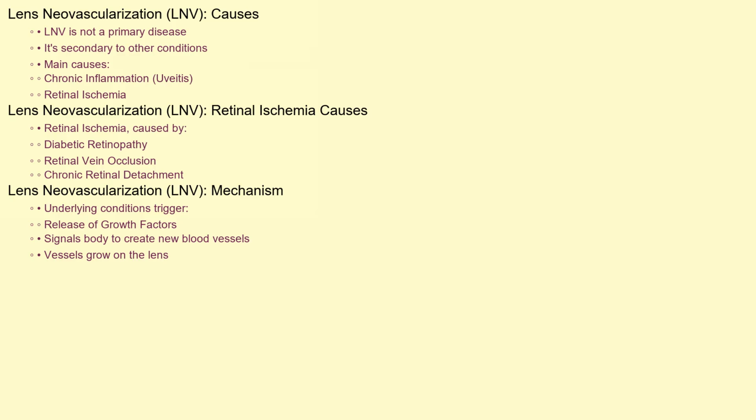So, let's get started. Lens neovascularization, or LNV, isn't a standalone disease. It's usually a consequence of other underlying conditions affecting the eye. The most common culprits are chronic inflammation, particularly uveitis, inflammation inside the eye, and conditions causing retinal ischemia, a lack of blood flow to the retina. This could be due to diabetic retinopathy, retinal vein occlusion, or even chronic retinal detachment. These conditions trigger the release of growth factors, signaling the body to create new blood vessels, even where they shouldn't be, like on the lens.